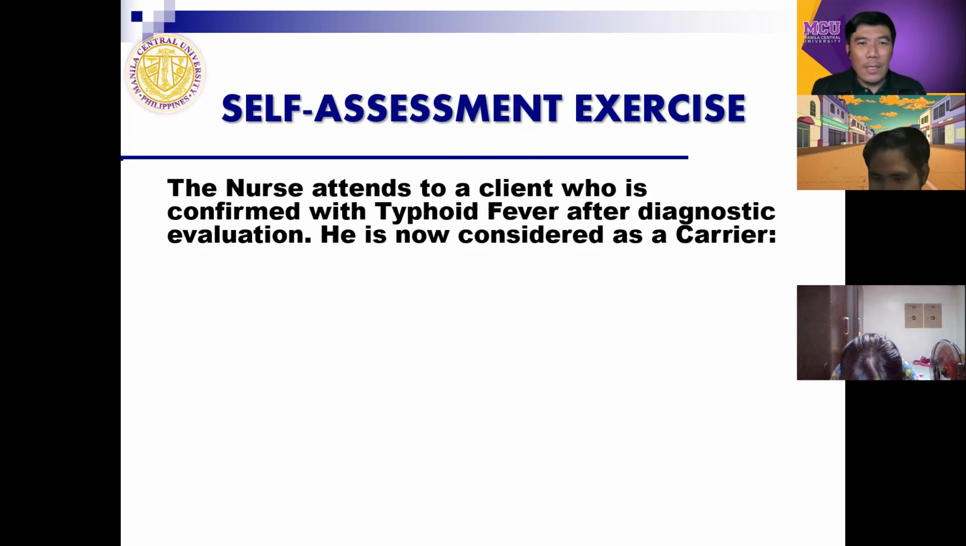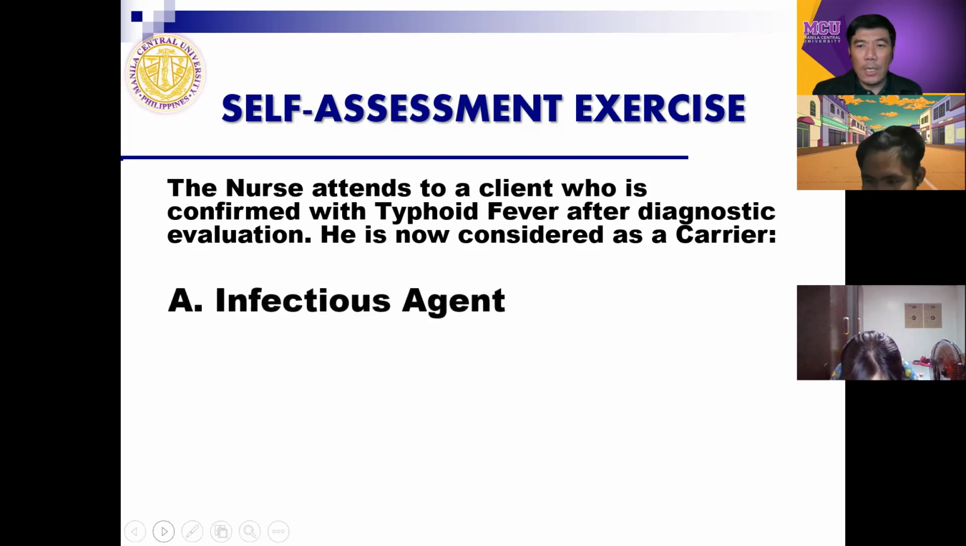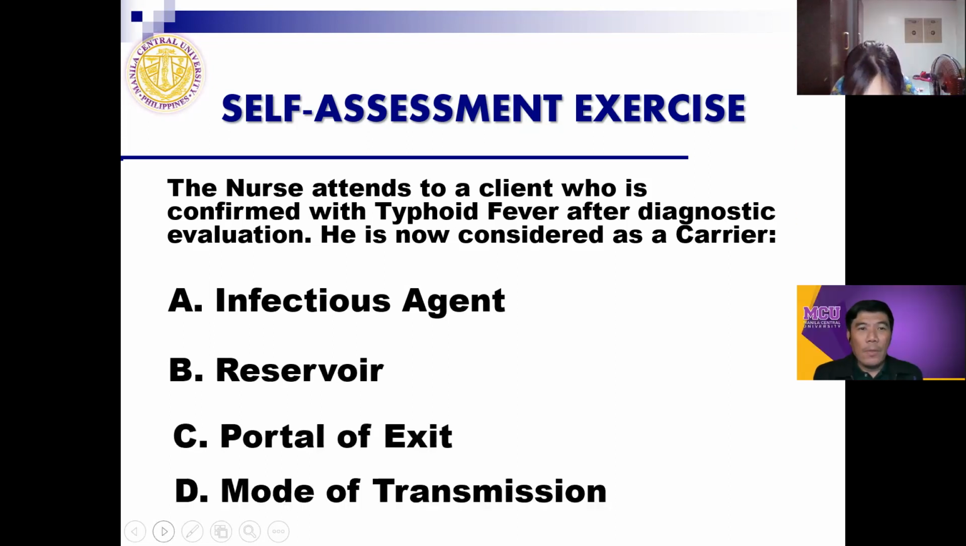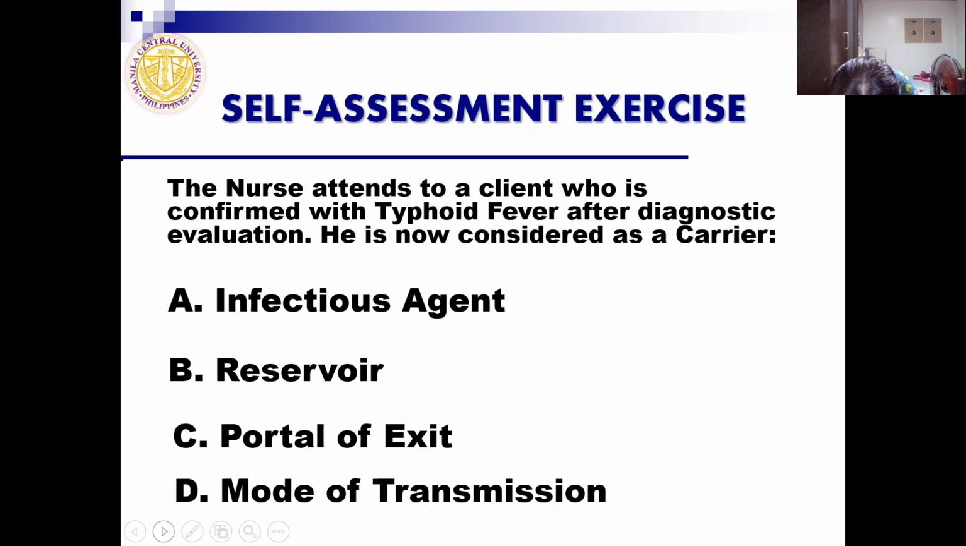The nurse attends to a client who is confirmed with typhoid fever after diagnostic evaluation. He is considered as a carrier. Will it be infectious agent? Will it be reservoir? Will it be portal of exit or mode of transmission? Again, the nurse attends to a client who is confirmed with typhoid fever after diagnostic evaluation. He is now considered as a carrier. Letter A, infectious agent. Letter B, reservoir. Letter C, portal of exit. Or letter D, mode of transmission.